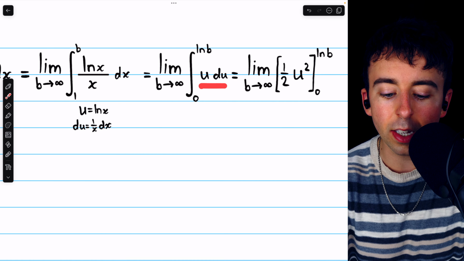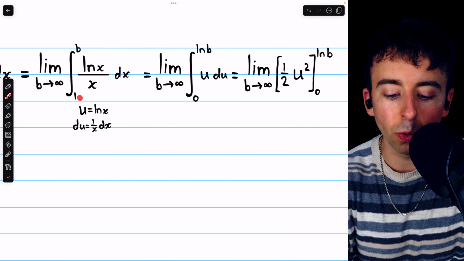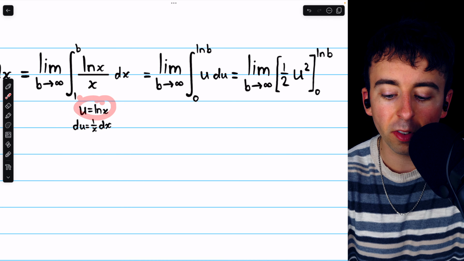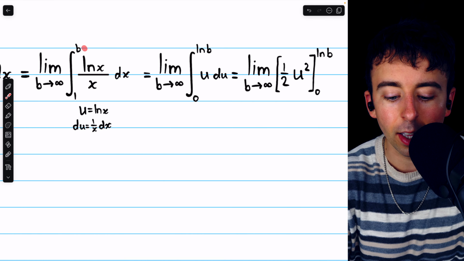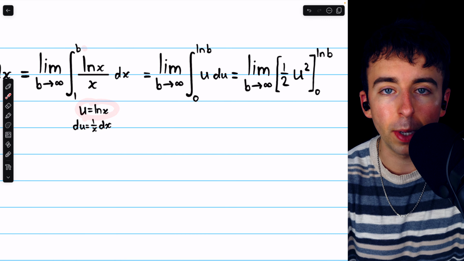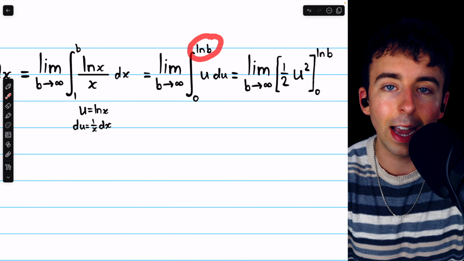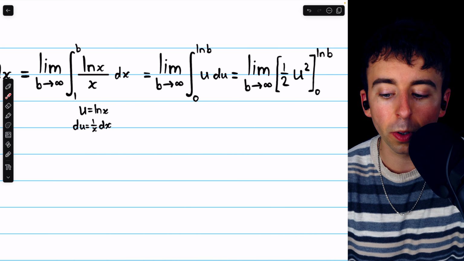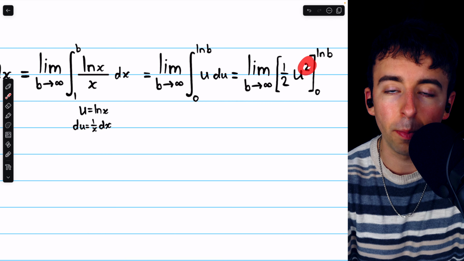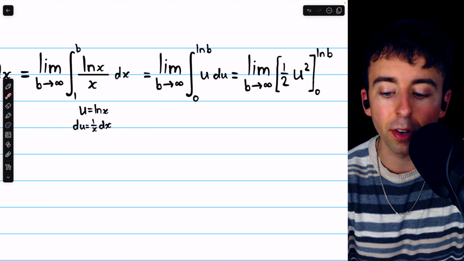We have u du, and then if x equals 1, u is equal to 0, so our integral now starts at 0, and if x equals b, then u equals the natural log of b, so our upper bound is now the natural log of b. Now to integrate this, we just use the power rule. Increase the power by 1 up to 2, and then divide by the new power.